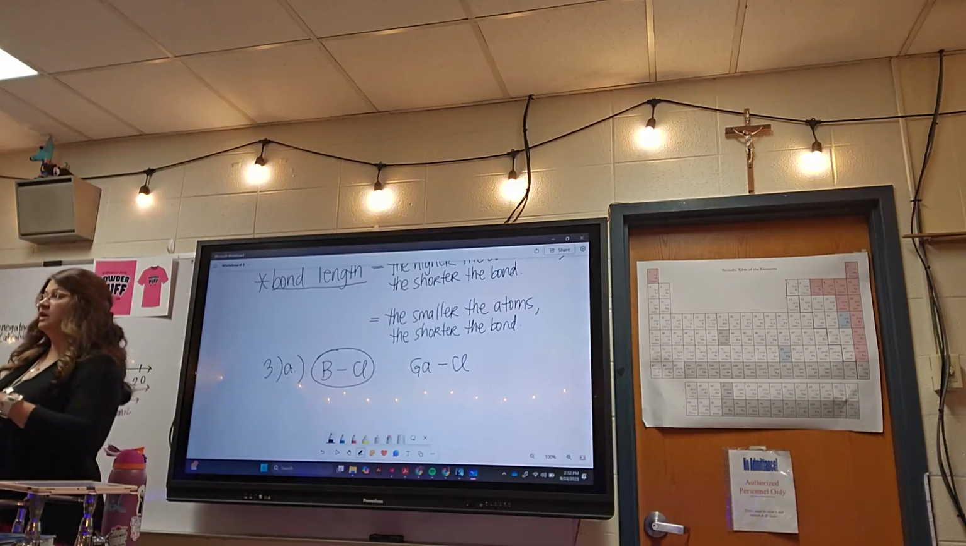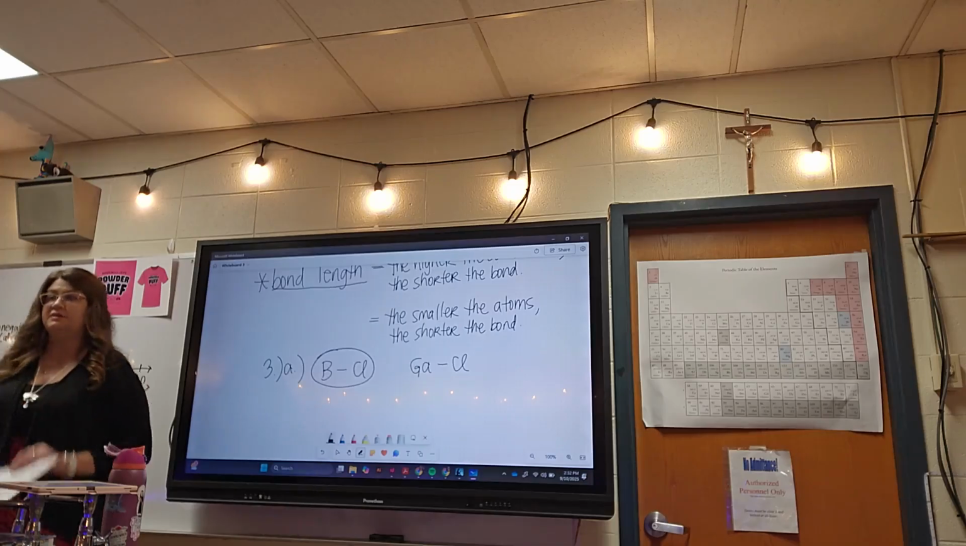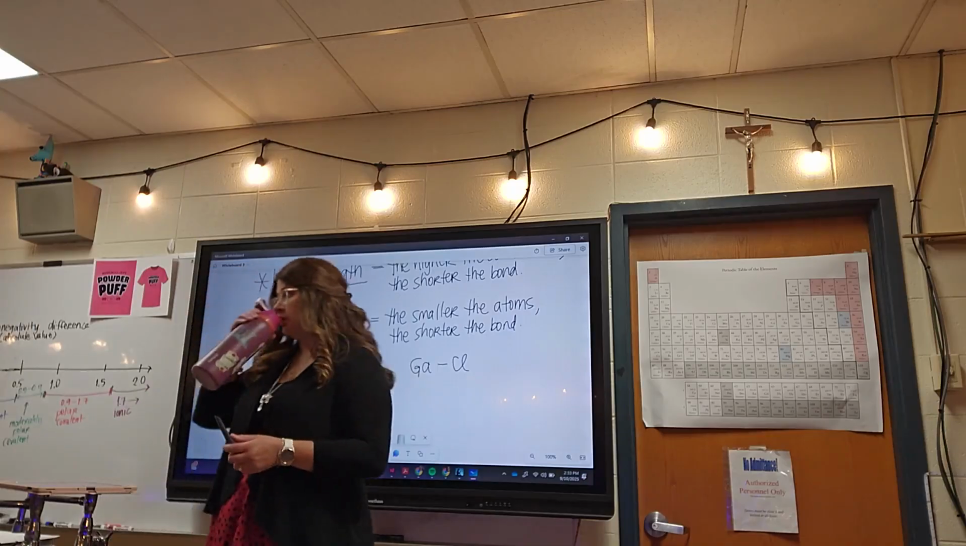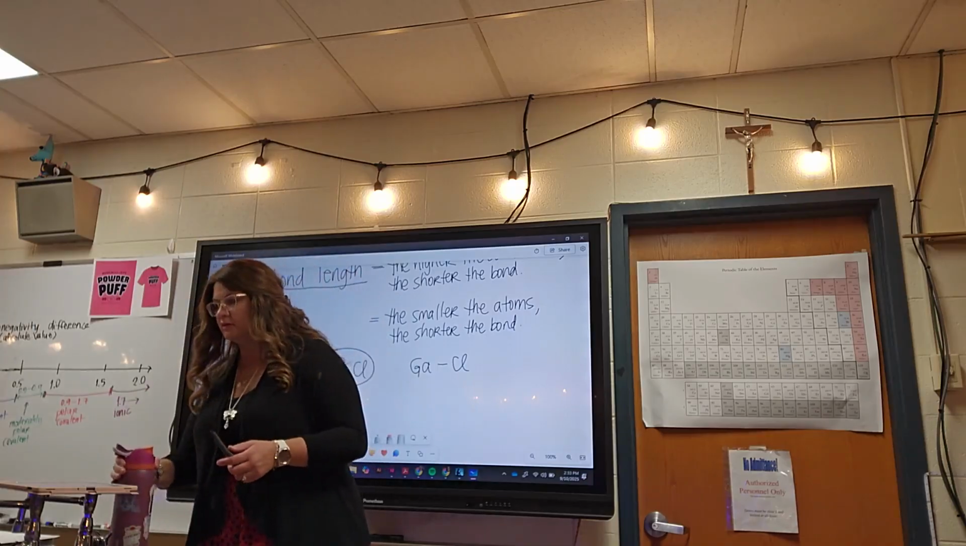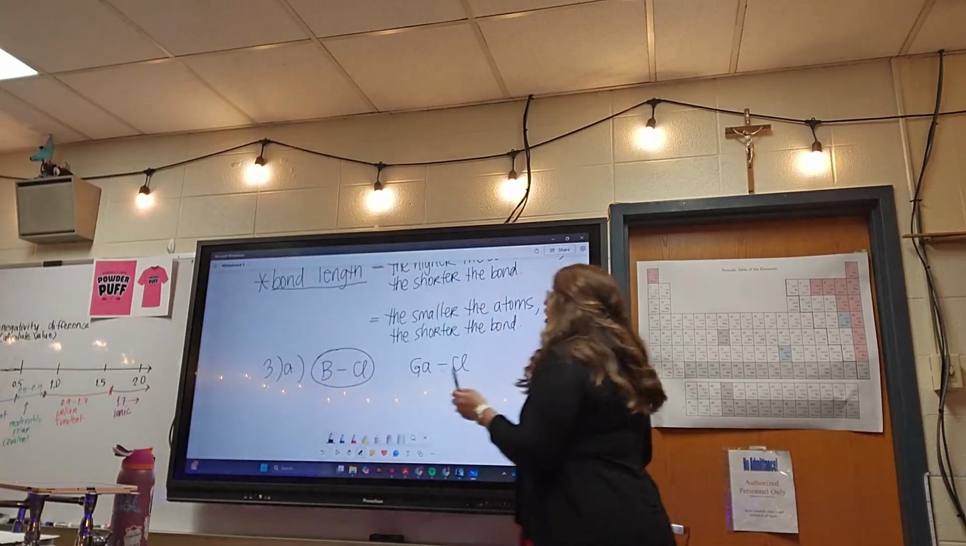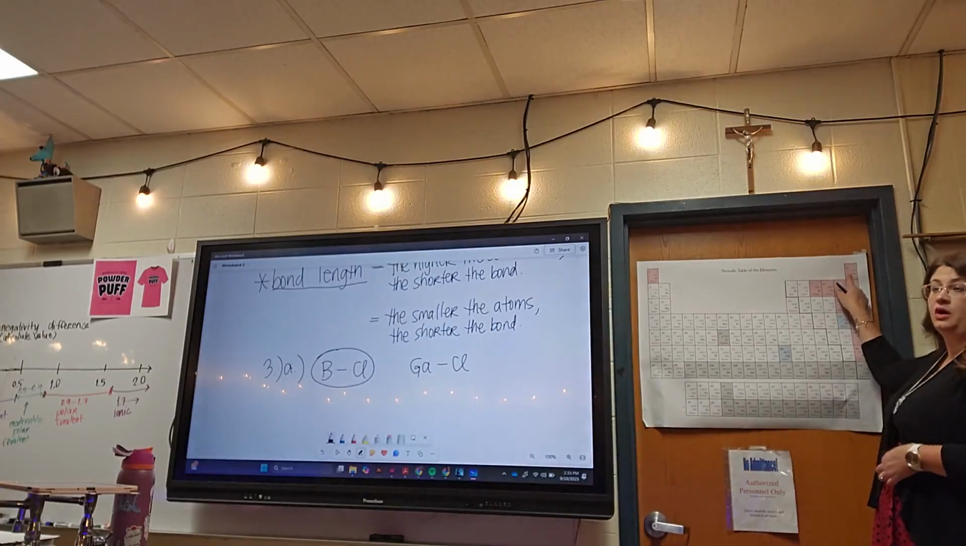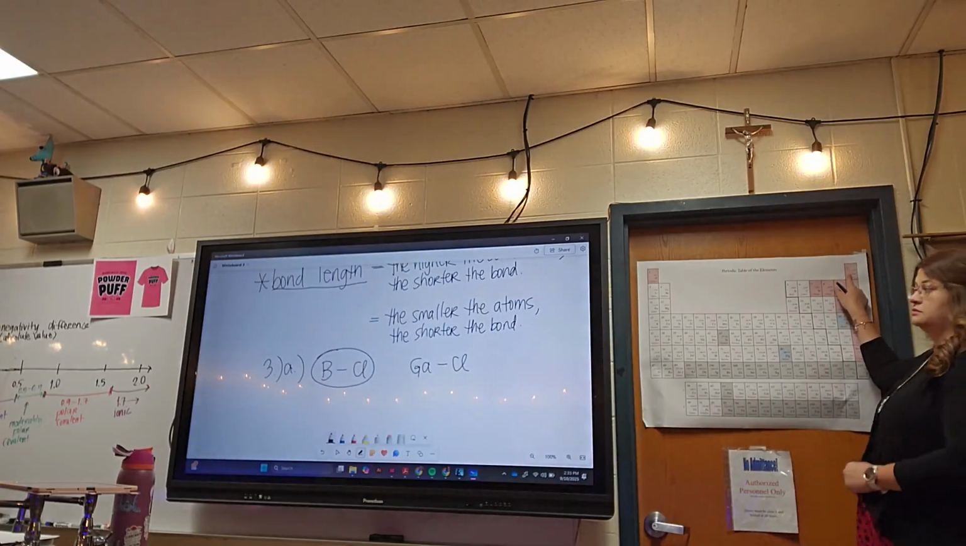Don't ever use numbers to determine size. Use your periodic trends. The further to the right, the further up. The closer you are to helium, the smaller your element is, because helium is the smallest size-wise.